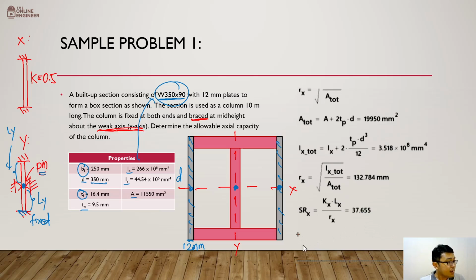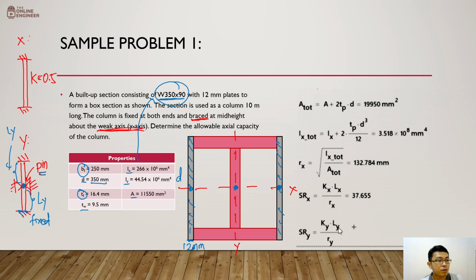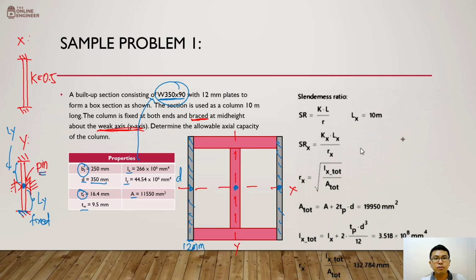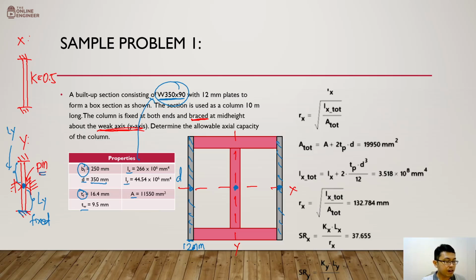Now, aside from SRx, we also need to determine our SRy. What is SRy? That's Ky times Ly over Ry, of course. So this is the effective length factor, this is the unbraced length of our column Ly, and of course, our radius of gyration along the y-axis. Now, our Ly here is how much? If our Lx is 10 meters, we're going to go back here. We have defined Lx as equal to 10 meters. For this specific problem, guys, Ly is equal to 5 meters.